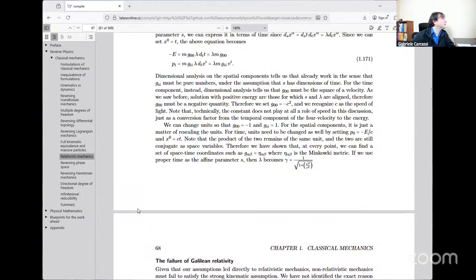So Louis asks, what if you drop the kinematic equivalence assumption? Would everything still be emergent? No. If you drop the kinematic equivalence assumption, you just have the fact that you have a Hamiltonian constraint. So you just have Hamiltonian mechanics, and you do not get a metric tensor.